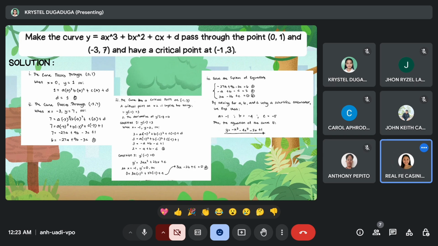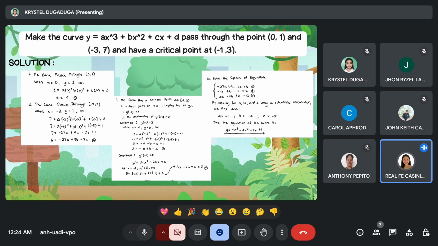So, given the equations we got from the different points, we can solve the system of equations from equation 2, equation 3, and equation 4. From equation 2, we have negative 27a plus 9b minus 3c is equal to 6. Equation 3, we have negative a plus b minus c is equal to 2. Equation 4, we have 3a minus 2b plus c is equal to 0.